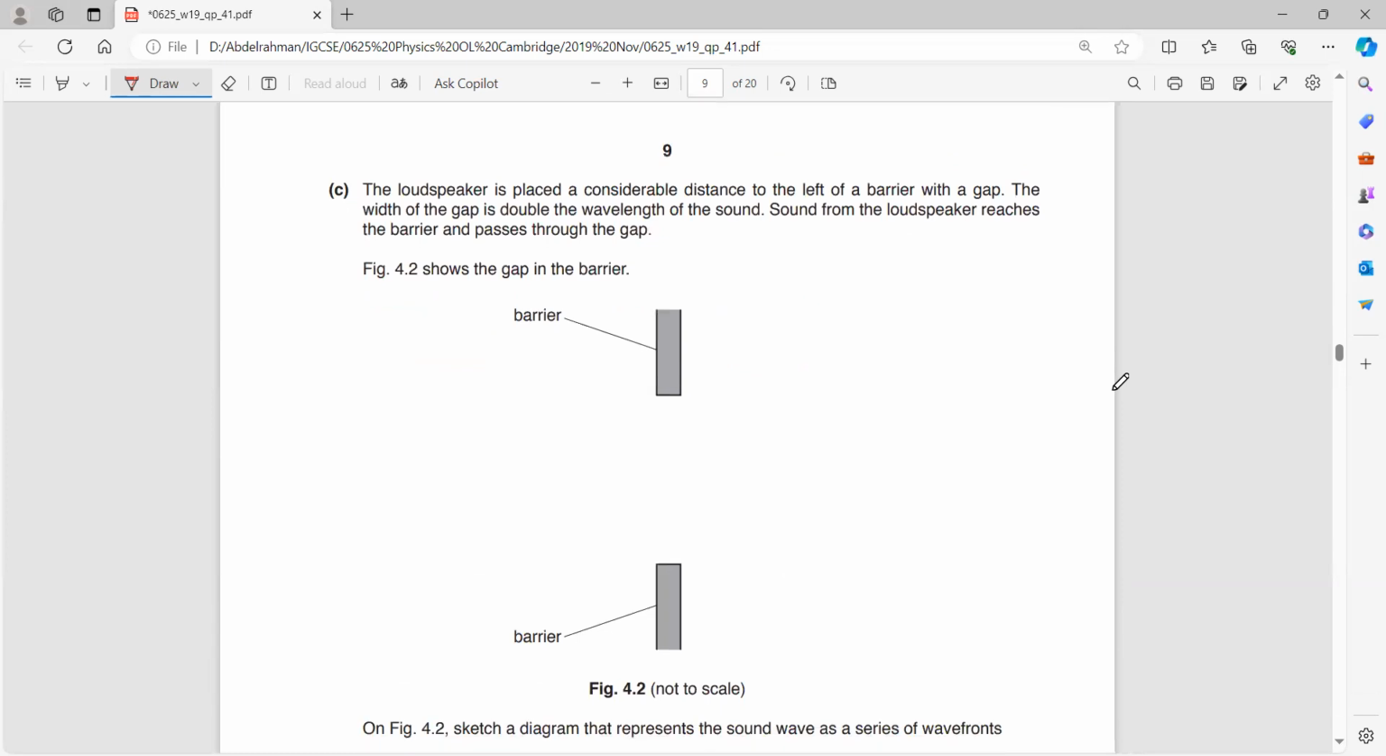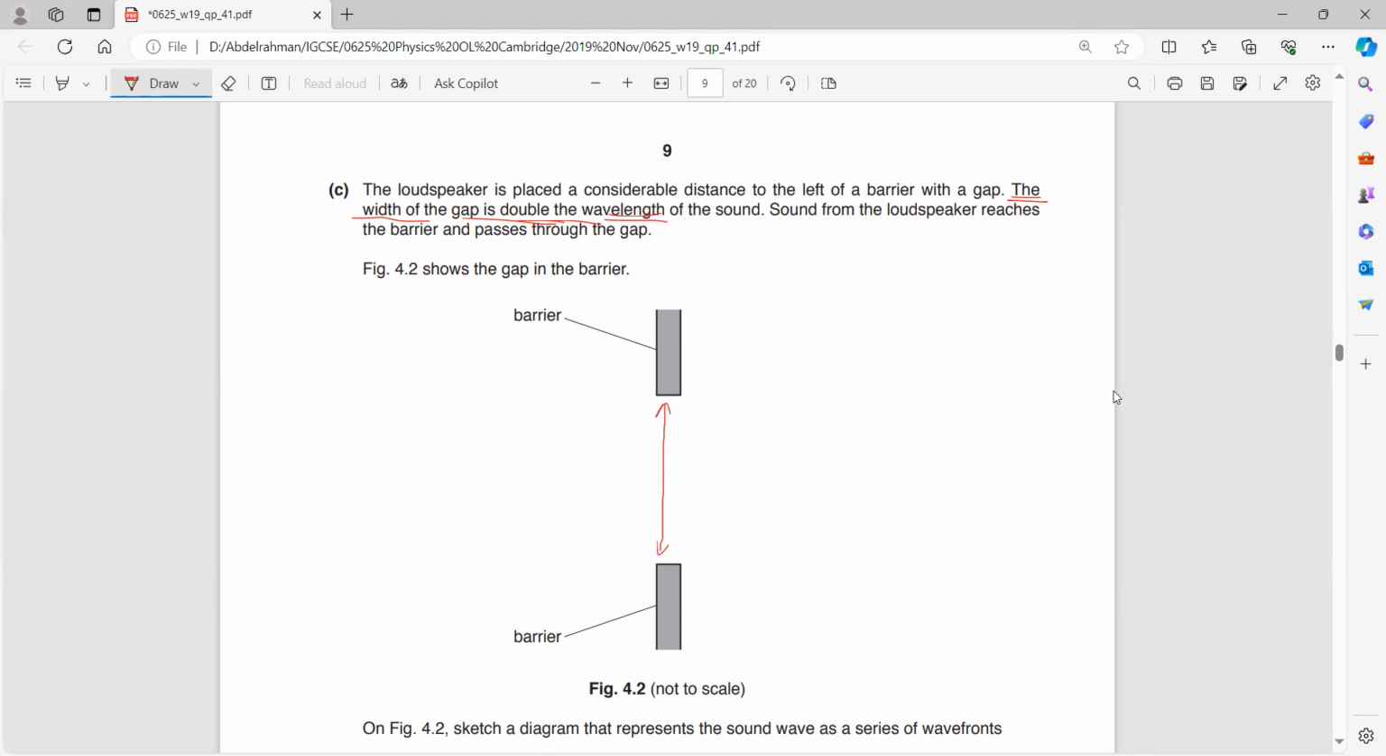Now, we must read each word of the width of the gap written here. The width of the gap is double the wavelength of the sound. Sound from the loudspeaker reaches the barrier. So the key point for me is that the width is double the wavelength.